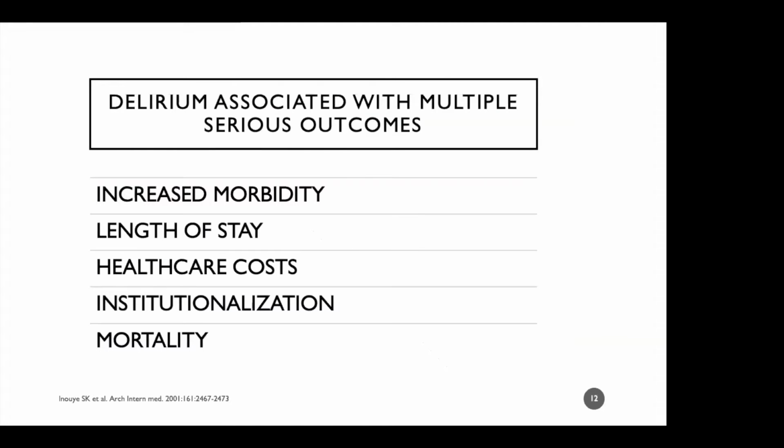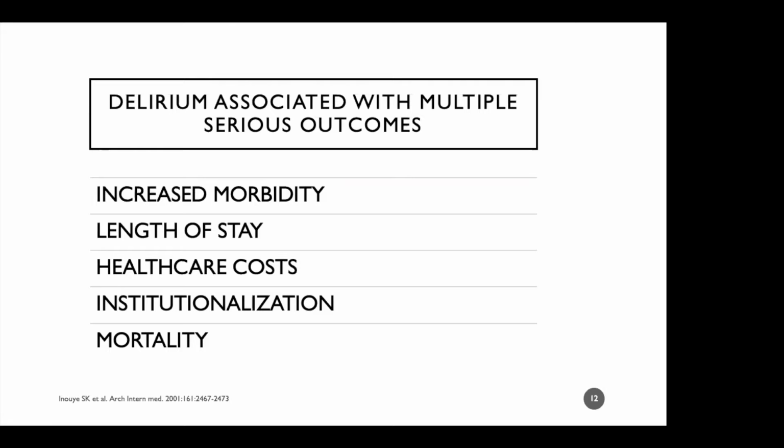So delirium is associated with very serious, dire outcomes. More disease, it increases your length of stay, whether it's in a nursing home or in an ER or in a hospital. It increases healthcare costs. It frequently leads to the person having to move into an institution if they had been living in their own home. And of course, increased death, which is the last issue here, mortality. So yes, it's a very serious thing.